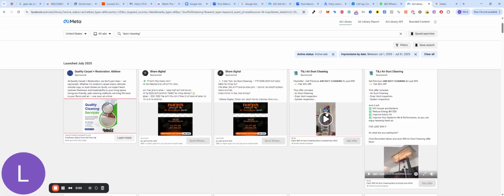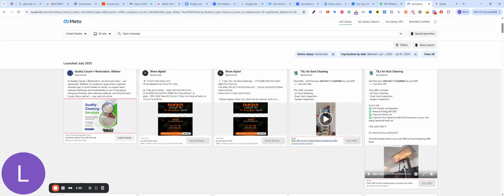What we also want to look for is an ad that has three key factors: scarcity, urgency, and a special offer. The reason we look for these three things is based on our experience running thousands of ads for contractors over the last 10 years. We know that when an ad campaign has scarcity, urgency, and a special offer, it almost always gets a lot of leads.